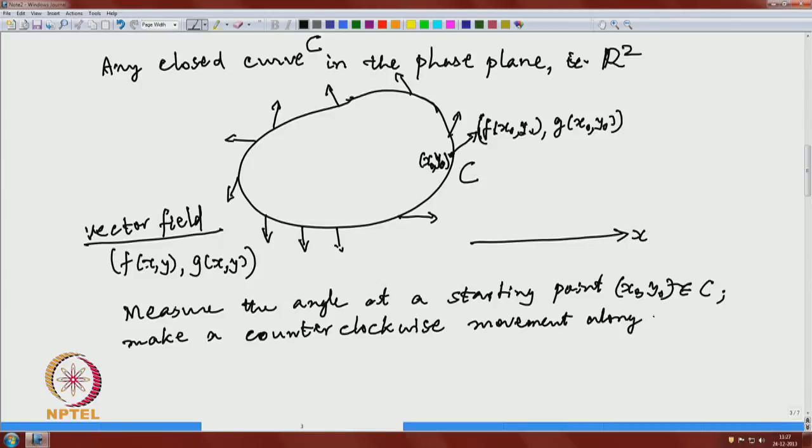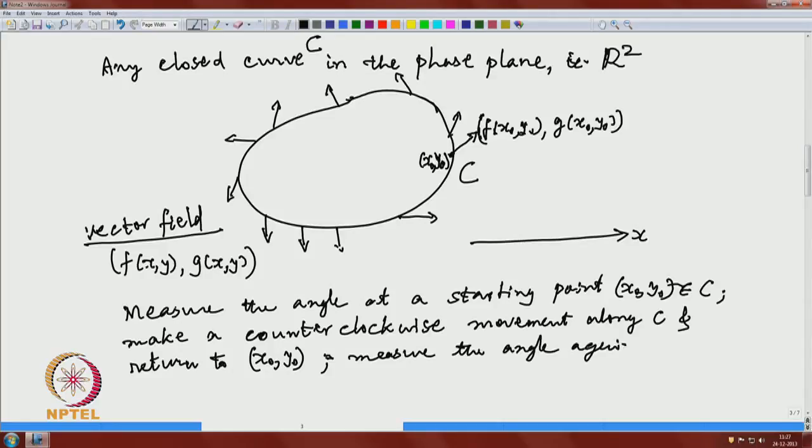Movement along C and return to that starting point again. Okay. And then measure the angle again. So the difference will be 2 pi k. So k is an integer, so it could be positive, it could be negative, or it could even be 0. Okay. So that is what you do.